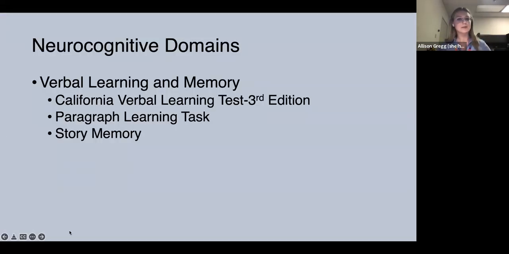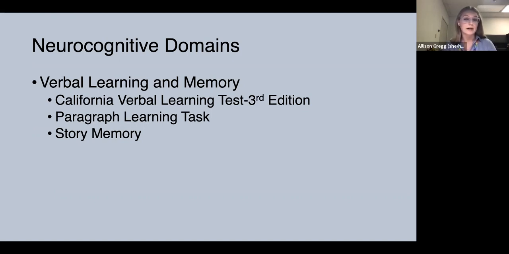So then getting up to some domains of increasing complexity, we have verbal learning and memory, which can look a lot of different ways in the way we evaluate it, starting with something like the California Verbal Learning Test, which is a list learning task where across 5 trials, an individual is asked to reflect back an increasing number of words. There's immediate recall where they repeat them back to you immediately, and then delayed recall as well. So we're looking to see if we give this individual 30 minutes to consolidate that information in their memory, are they able to do so?